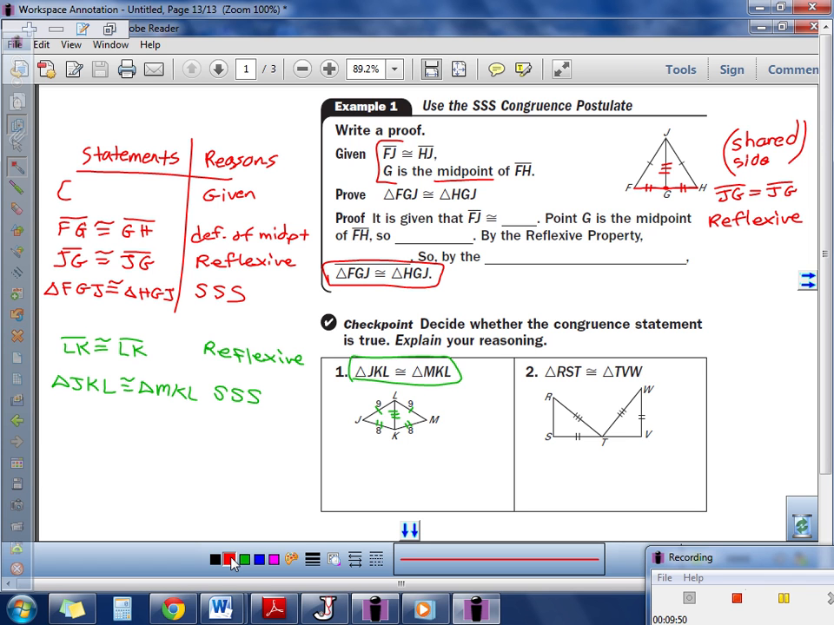Why can you add a mark on TV in RS? What's your reason you're going to give me from our poster? If you can't give me a reason, you can't add the mark. Anybody else have a reason? Definition of congruence just says it's an equal symbol and we're going to change it to a congruent symbol, or vice versa. Symmetric property will not help us in this case at all. You got to have something before you can use symmetric.